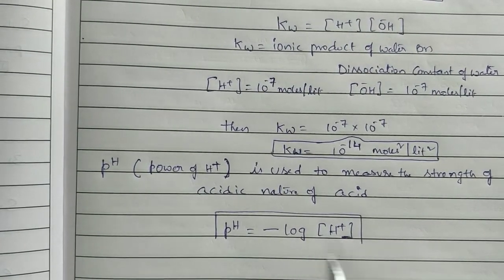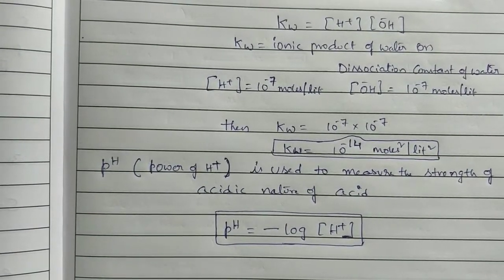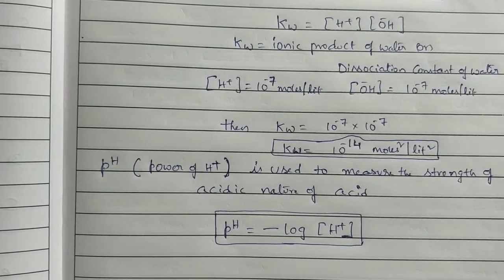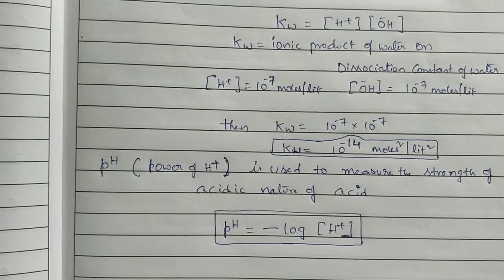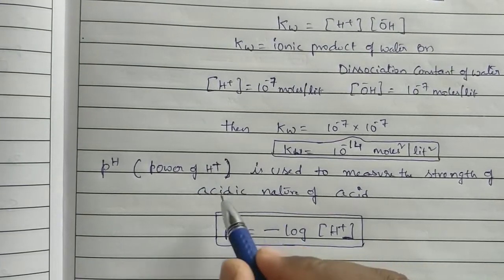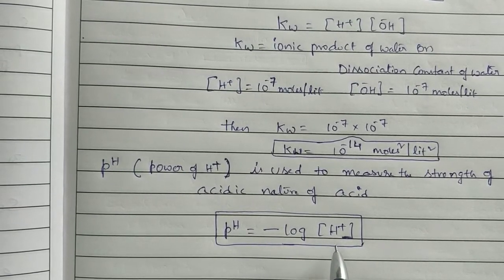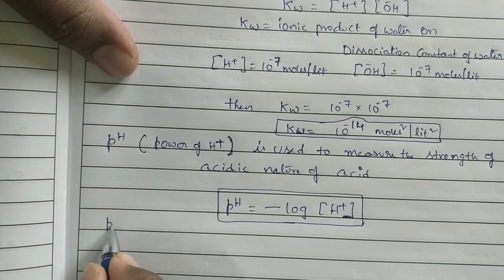Very important. These are all pH values, pOH, like that. Different terms are there: pKa, pKb. All these are very important terms. pH means power of H plus, is used to measure the strength of acidic nature of acid. pH is equal to negative logarithm of concentration of H plus. Okay. In the same way, pOH is also there.